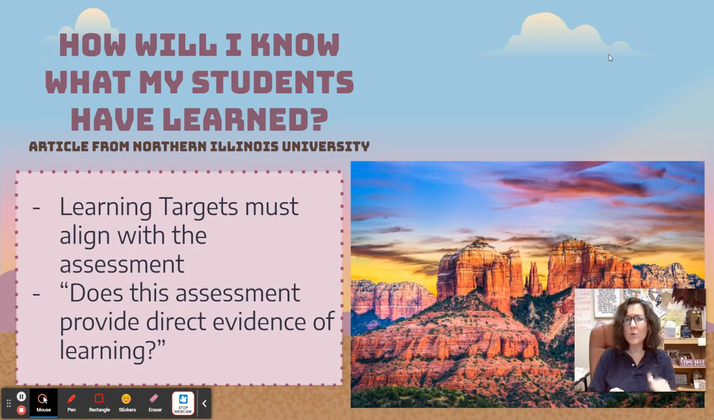And then how will I know what my students have learned? It's an article from Northern Illinois University, and learning targets must be aligned with the assessment. So that little formative assessment on confederacy and federalism, that little piece, it took them maybe 10 minutes, but that helped me be able to align the learning target with a small little assessment. Assessments don't have to be a big hoop-de-doo thing. And then a question that the article asked, does this assessment provide direct evidence of learning?